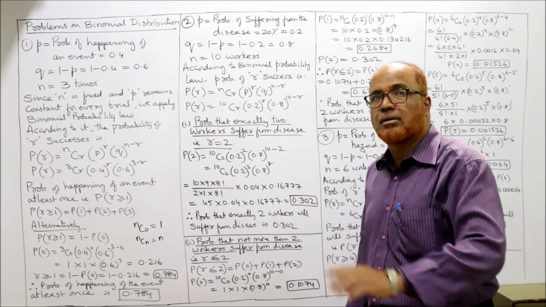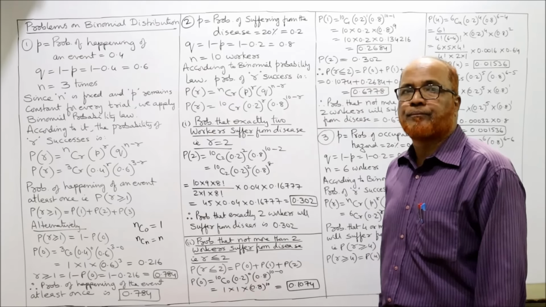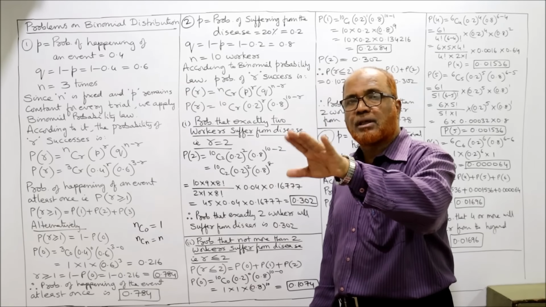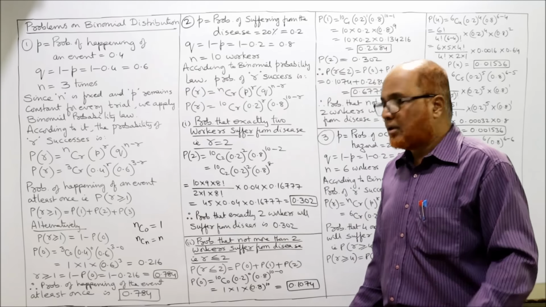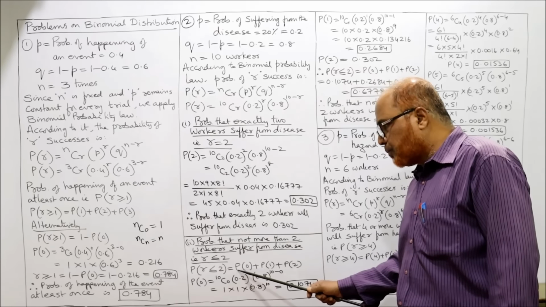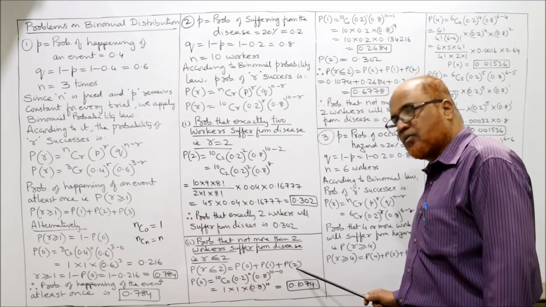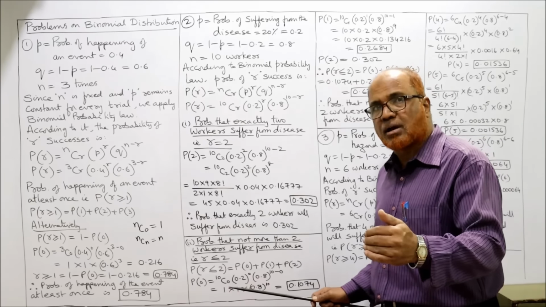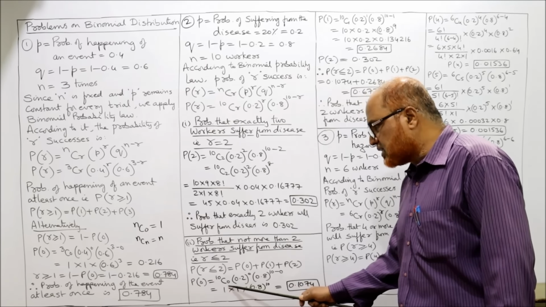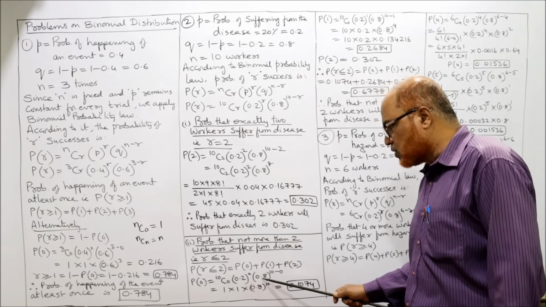Here students will commit a mistake in understanding this wording, so give more concentration. Not more than 2 means 2 or less than 2. So P of R less than or equal to 2 is equal to P of 0 plus P of 1 plus P of 2. What will come for 2 or less than 2? 0, 1, 2.